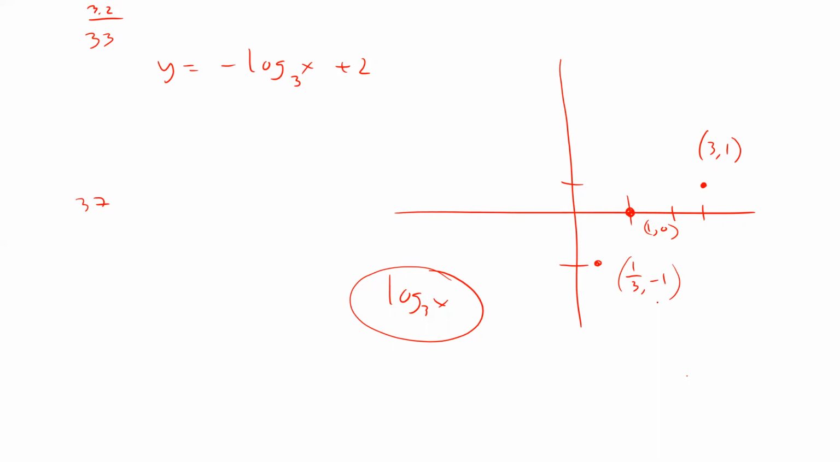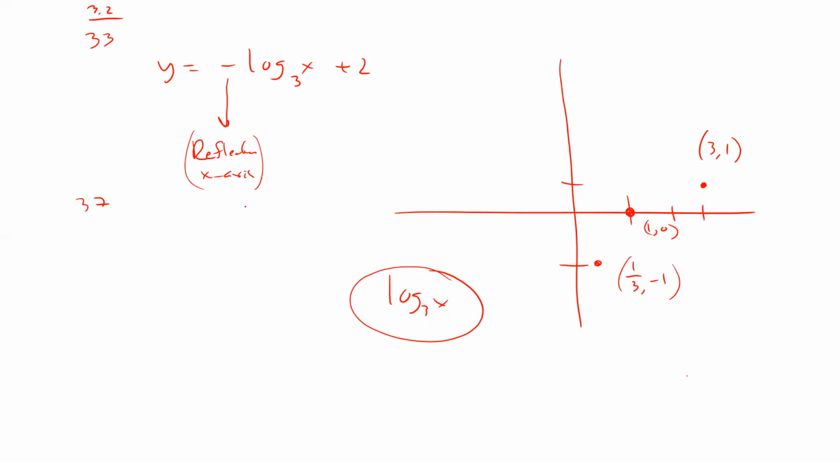So now we've got to go back to our transformations. Remember those transformations? So this little negative in front, that means we take the reflection about the x-axis. That's what a negative does in front of a log.